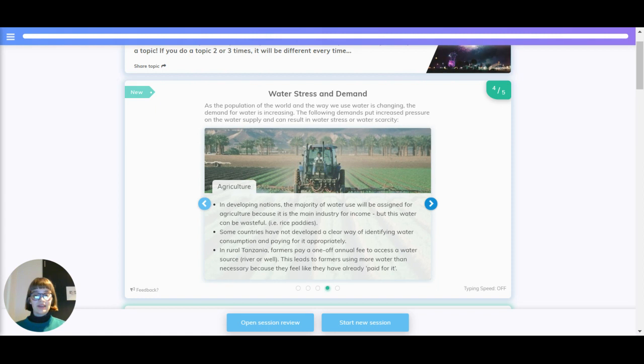Agriculture. In developing nations, the majority of water use will be assigned for agriculture because it's the main industry for income, but this water can be wasteful, like in rice paddies. Some countries have not developed a clear way of identifying water consumption and paying for it appropriately. In rural Tanzania, farmers pay a one-off annual fee to access a water source or a well. This leads to farmers using more water than necessary because they feel like they've already paid for it.